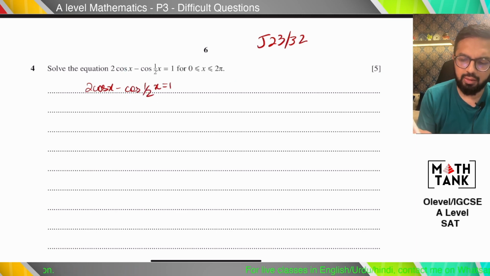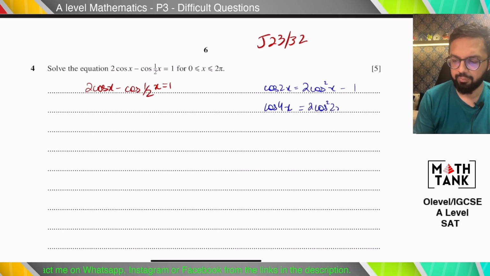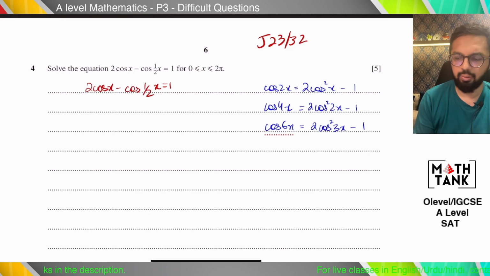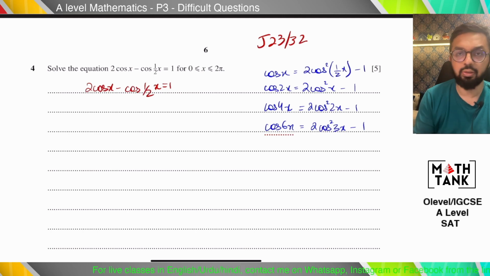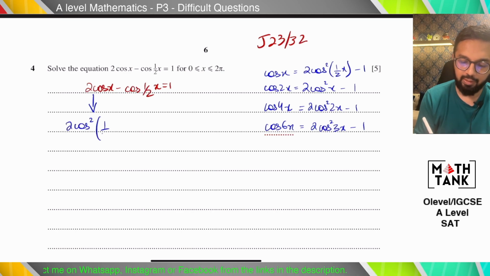But we've done some identities where we have cos 2x as 2 cos square x minus 1. And then cos 4x should be 2 cos square 2x minus 1, and cos 6x should be 2 cos square 3x minus 1. What if I took this backwards and said that cos x should therefore be 2 cos square half x minus 1? It's just a multiple, so that's how it's going to work. So this cos x could actually be replaced with 2 cos square half x minus 1.